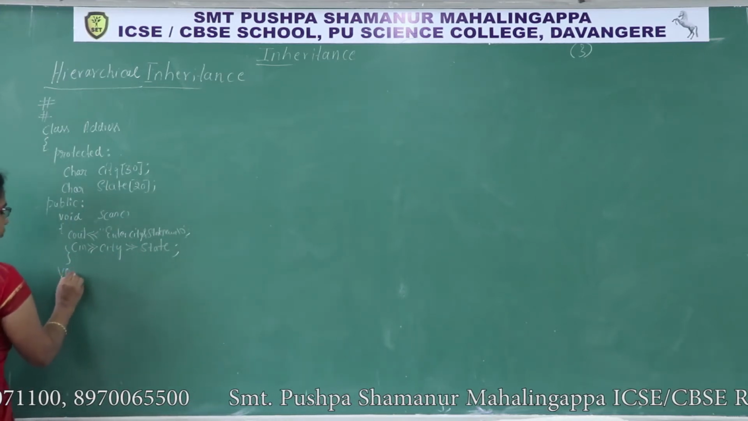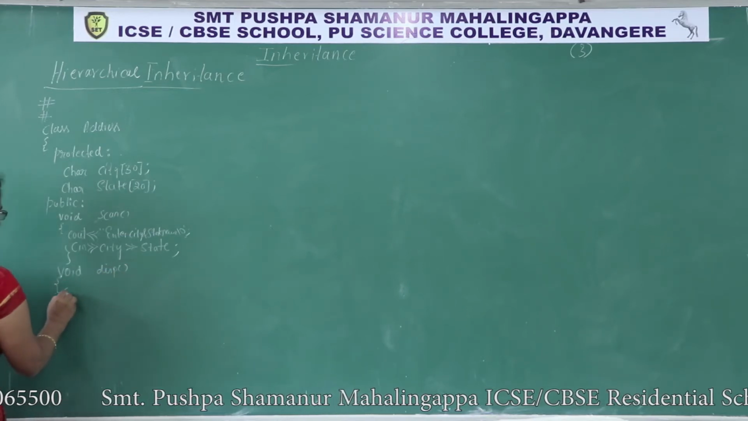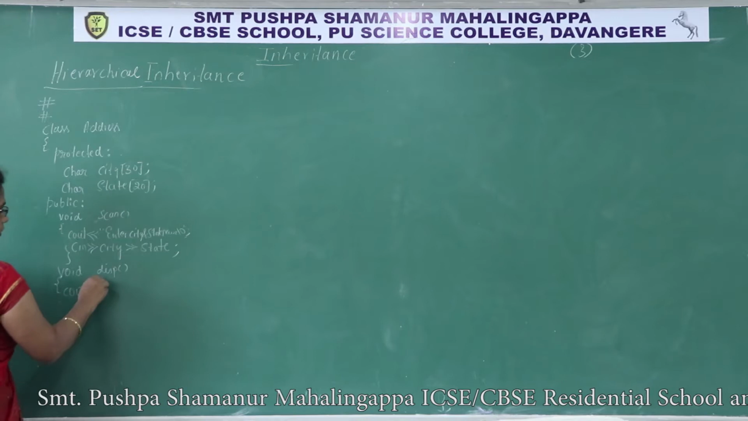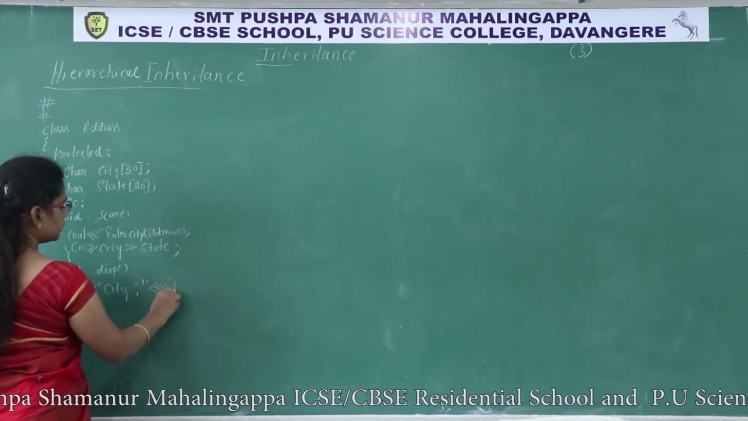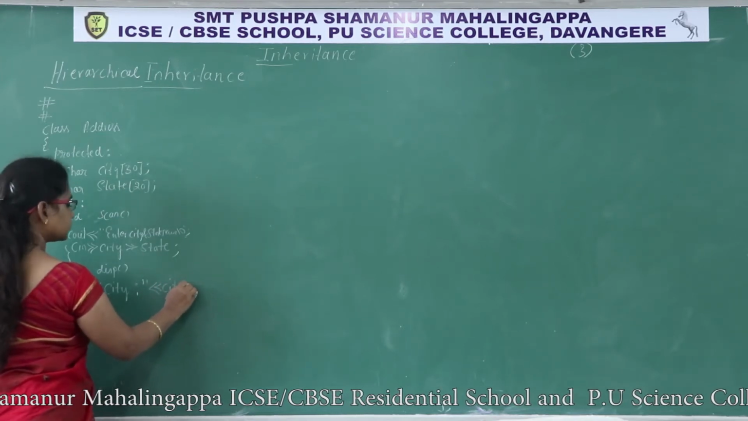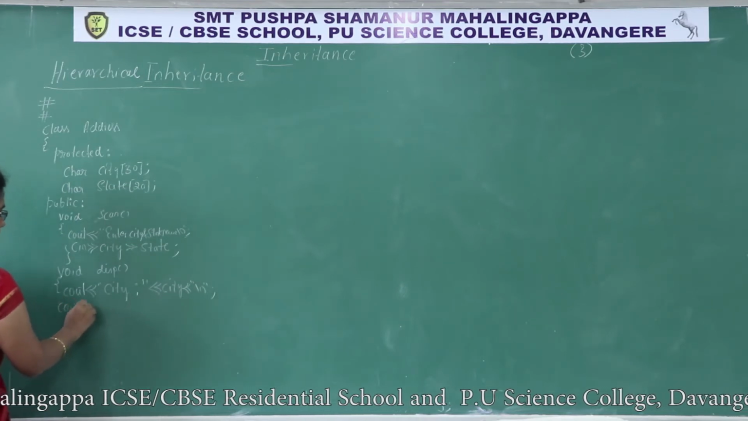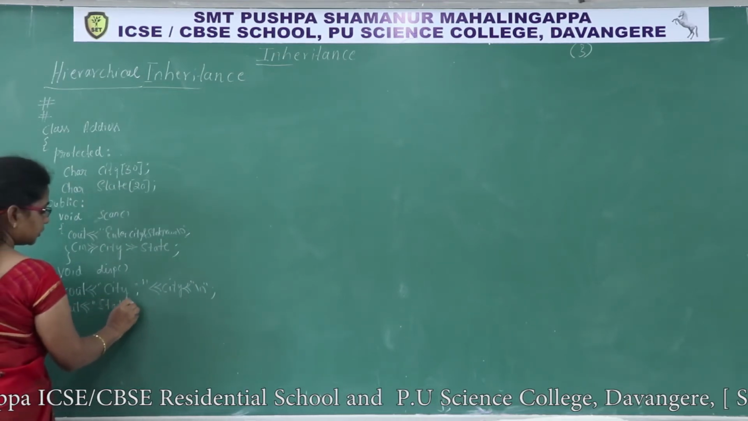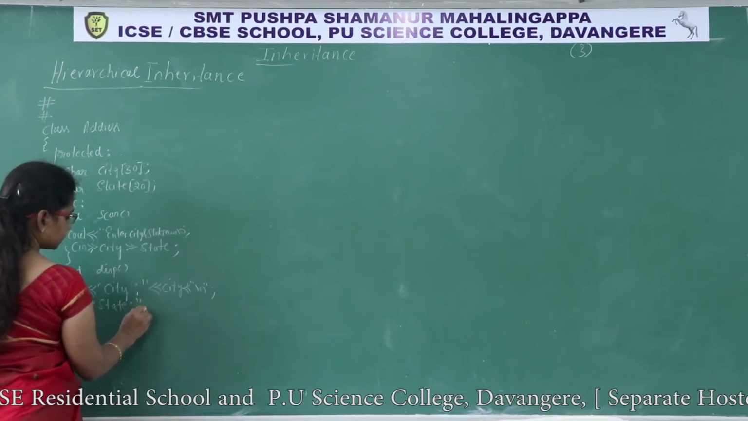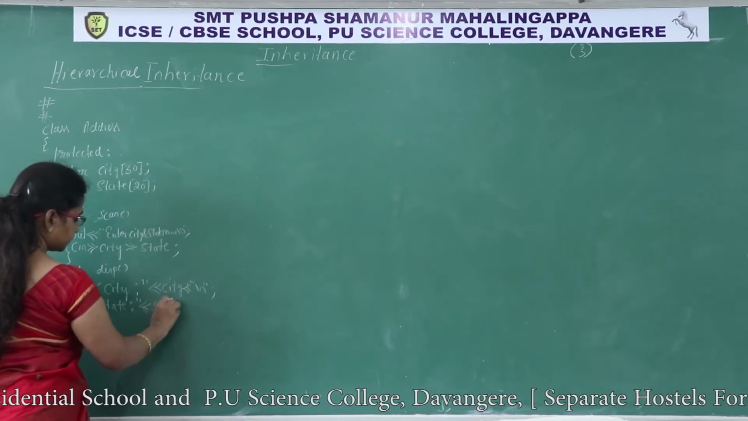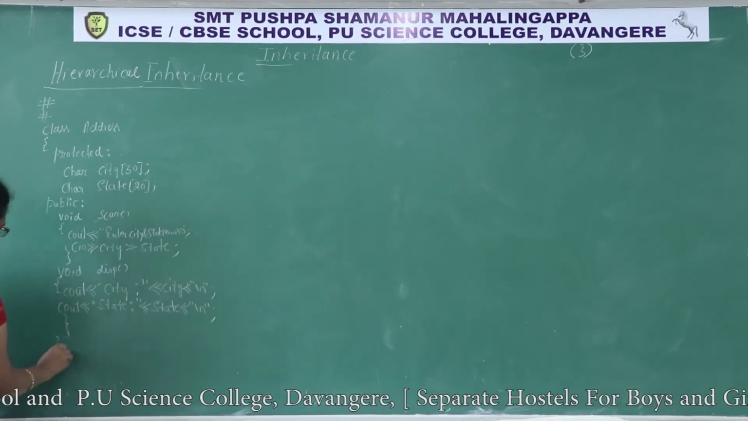One more function, void disp. cout city colon insertion city, \n. cout state colon state. So class close.